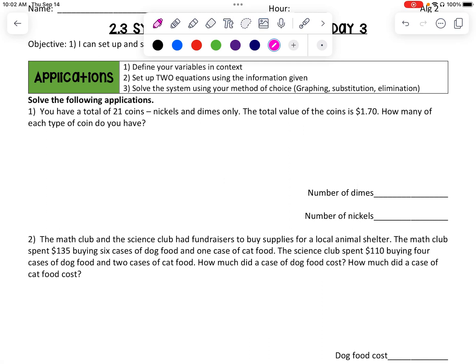Welcome everybody. Today we're going to look at applications of systems of equations. When you do this, you're first going to define your variables, then set up two equations and pick a method to solve.